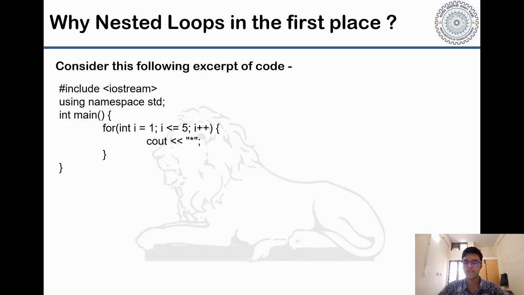So what are nested loops? Nested loops, as the name suggests, is a loop which is inside another loop. But why do we need them? Consider this following code. You may guess the output. It prints 5 lines where each line has a single star.